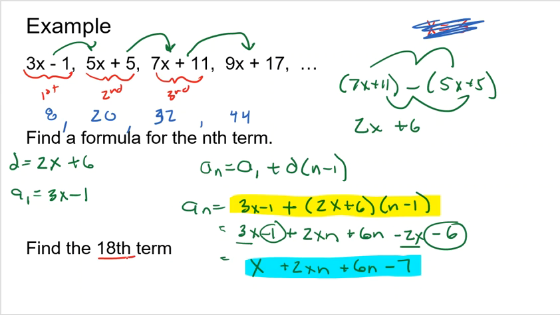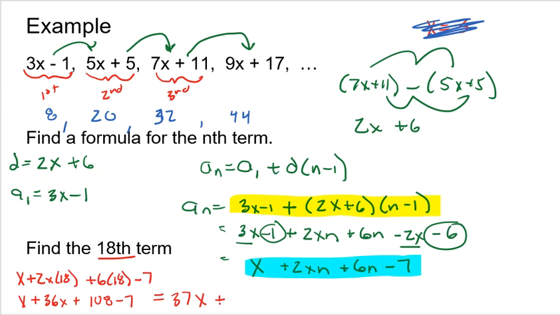So if I want to find the 18th term, I'm turning the n into an 18. So that's going to be x plus 2x times 18 plus 6 times 18 minus 7. So let's see, that's x plus, 18 times 2x. That's going to be 36x. 6 times 18 is 108 minus 7. And again, combining the like terms there, I get 37x. 108 minus 7 is 101.